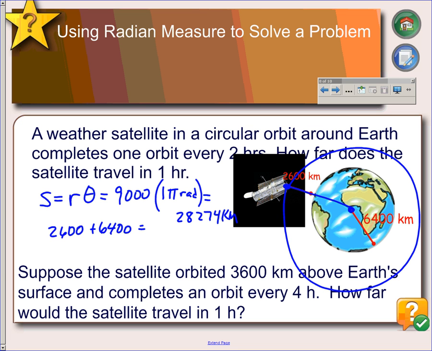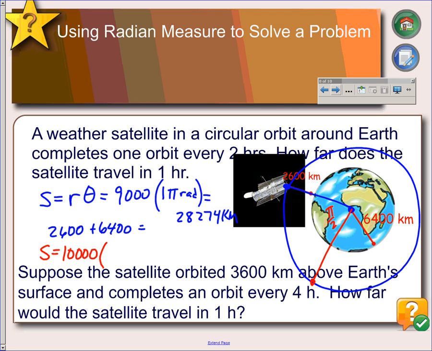So if we suppose that the satellite orbited 3,600 kilometers above Earth and completes an orbit once every 4 hours, how far would it go in 1 hour? Well, we know in 1 hour it would only travel 1/4 of the distance around, so theta would become pi/2. So using our formula again, we have S equals, the radius would now be 10,000 kilometers, the radius of the Earth plus out to the satellite, so 6,400 plus 3,600 is 10,000.